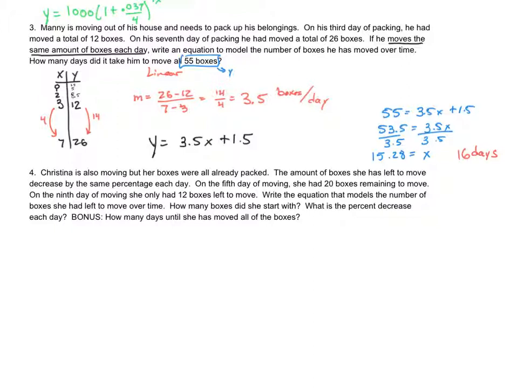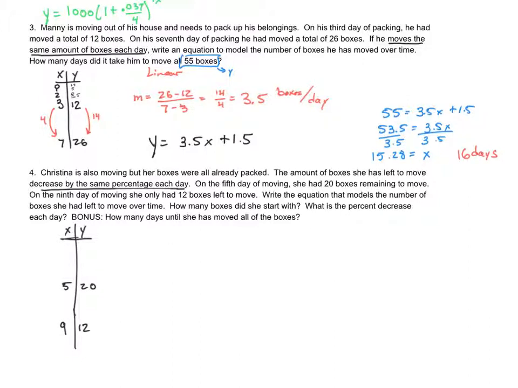Now, Christina is also moving her boxes, but they're already packed. It says the amount of boxes she has left to move decreased by the same percentage each day. So that's our key phrase here: decrease by the same percent each and every single day. So we're going to still make our table here as we set up our values. And so it says on the 5th day of packing, she had 20 boxes remaining to move. But on the 9th day of packing, she had 12 boxes left to move.